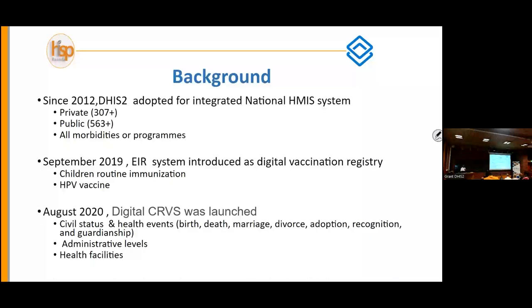So the EPI program ought to have this digital solution to support the digitization of children's information, especially throughout the routine vaccination schedule. That includes normal routine vaccination, but also the HPV vaccine administration. As we talk, technology keeps on improving.